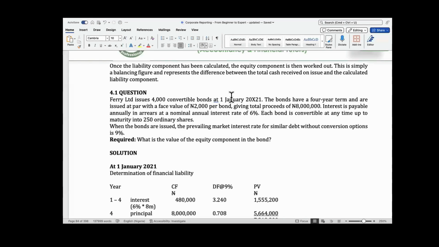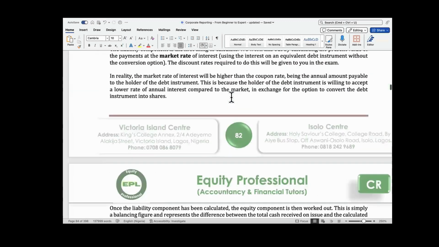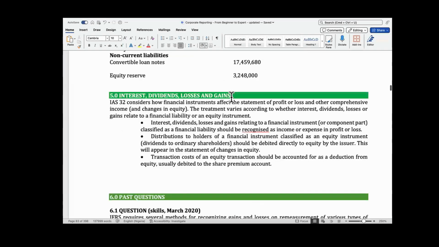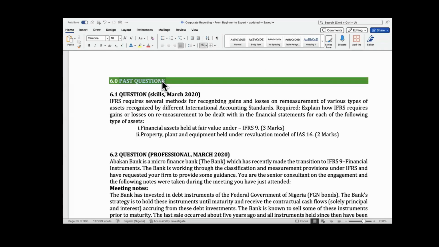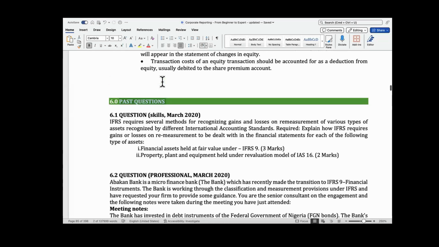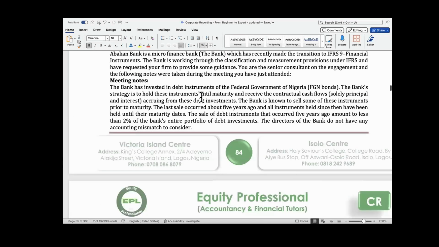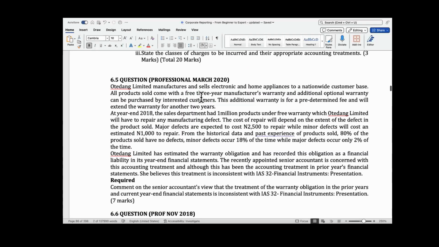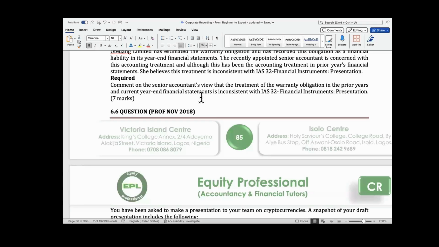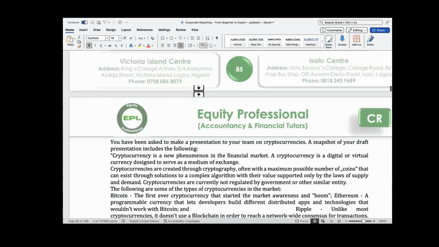When it comes to corporate reporting, this is your go-to book. Just sit down, read it along with past questions. And the good thing is that in most of these my notes, I already put the past questions there. So in most of the topics in this book, all the past questions that they have asked in recent times, I've already put everything together. But that does not stop you from buying the collated past questions as well. It actually makes sense to do that.